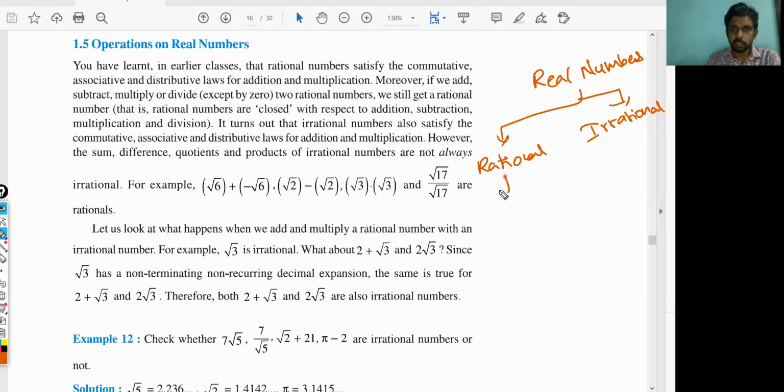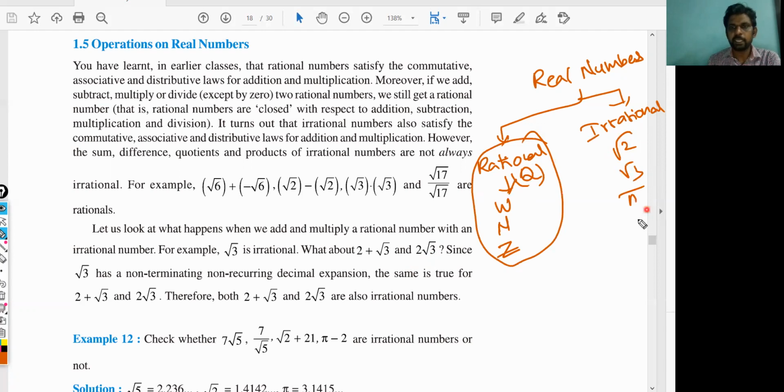Below the rational numbers come all the integers, fractions, whole numbers, natural numbers, everything. So whole numbers, natural numbers, integers, and fractions are rational numbers, right? Q represents the rational numbers. The other numbers which do not come under rational are known as irrational numbers: root 2, root 3, pi, root 6. So the square root of any non-perfect square number is an irrational number. We have already seen this in the previous video, right?